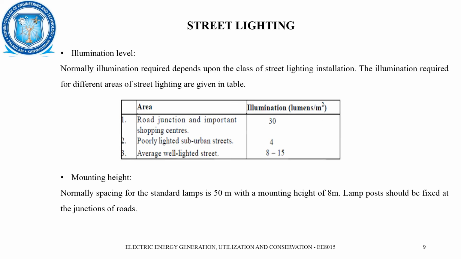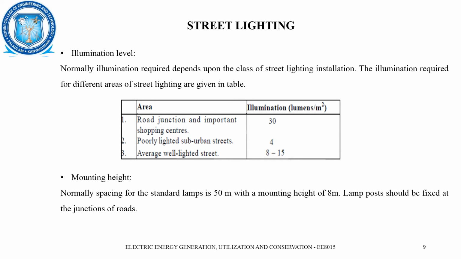While considering the illumination level, the illumination required depends upon the class of the street lighting installation. For road junctions and important shopping centers, the illumination may be 30 lumens per meter square. For poorly lighted suburban streets, it is just 4 lumens per meter square. And for average well-lighted streets, it may be 8 to 50 lumens per meter square.